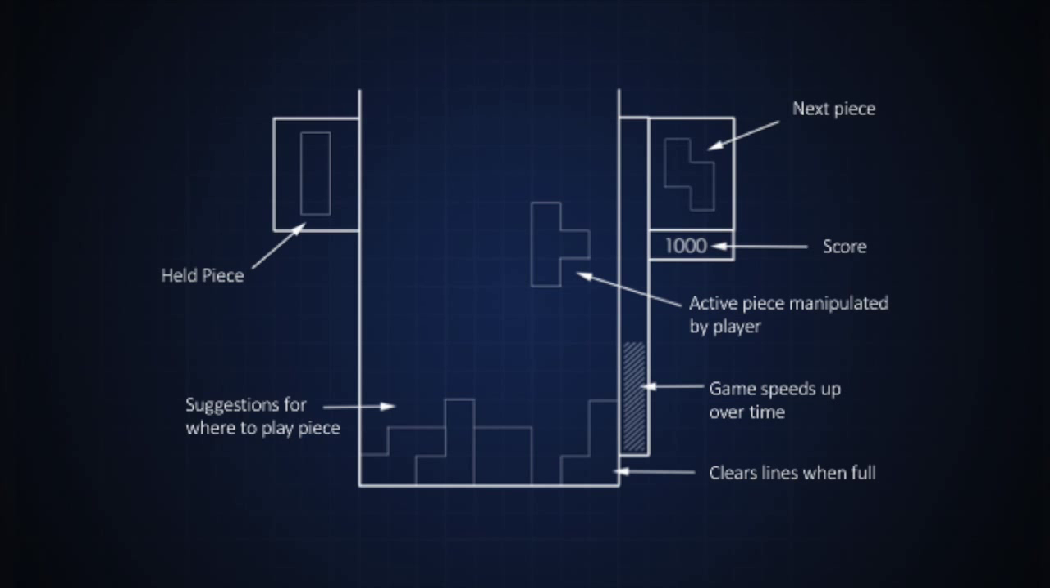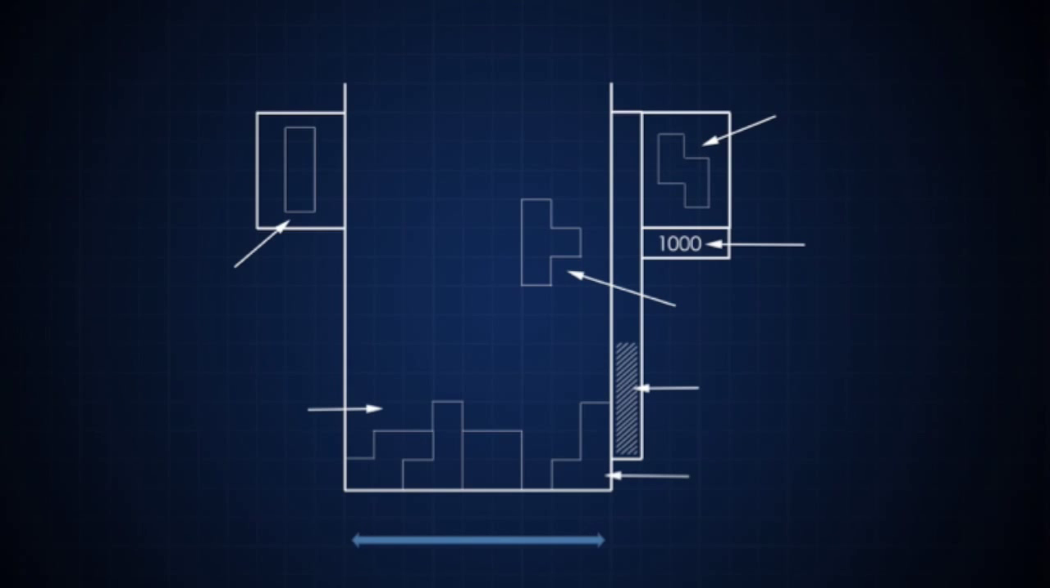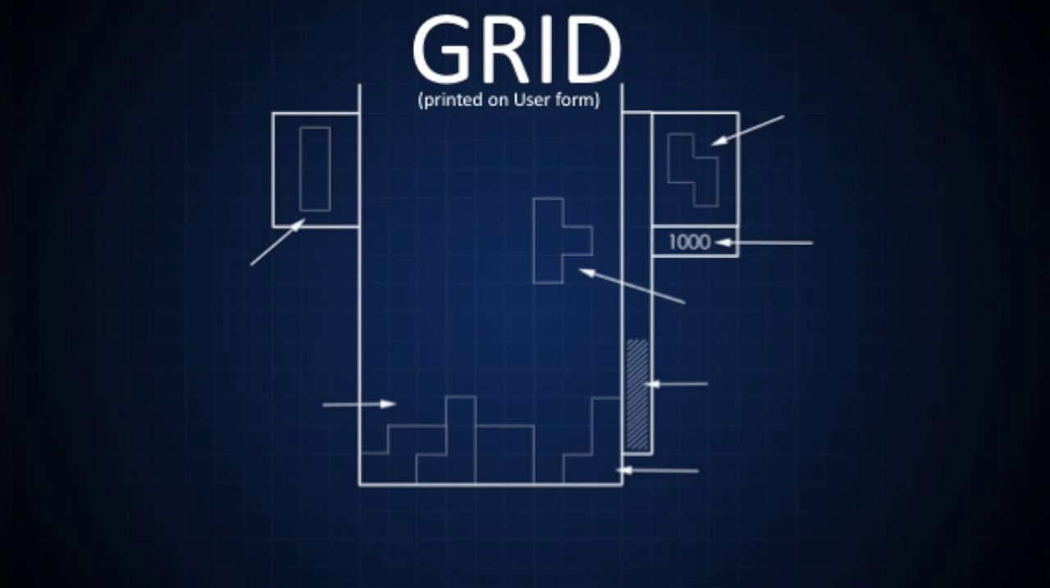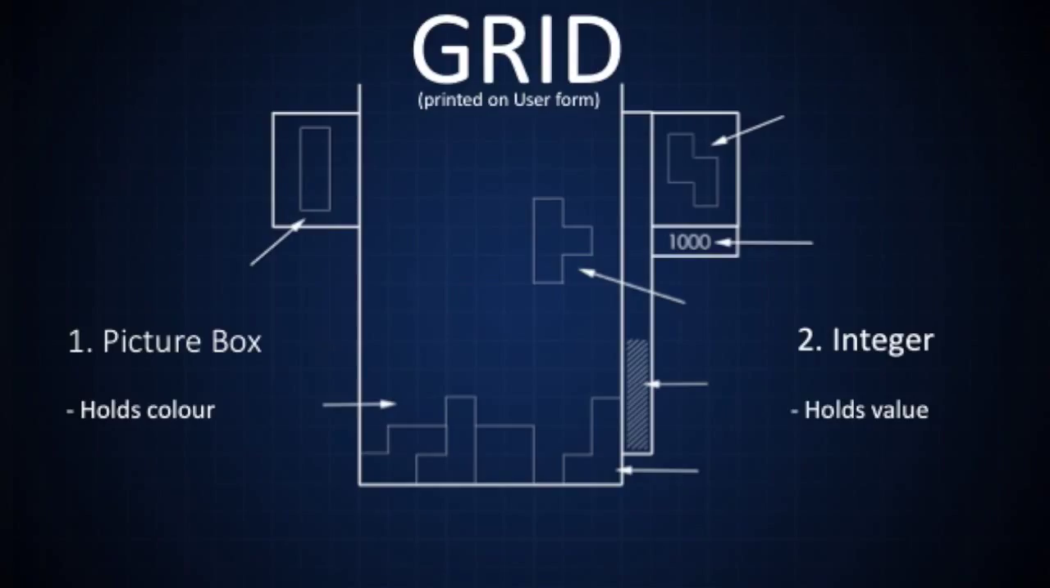To create the game board, we started by making a 2D array of grid classes. There are two components to this grid class. Part 1 is a picture box and part 2 is an integer. The picture box holds the colors and the integers hold the value of the piece. 1 equals a piece exists, 0 equals no piece, and 2 equals overlapping pieces.